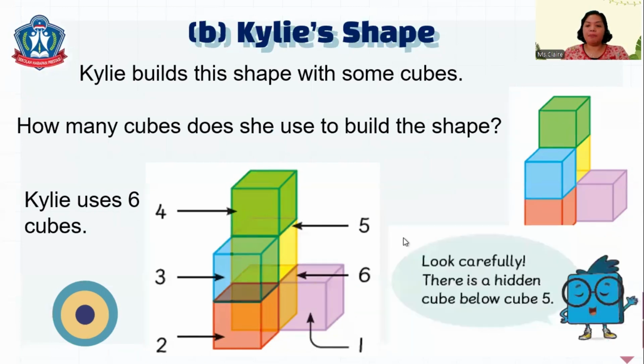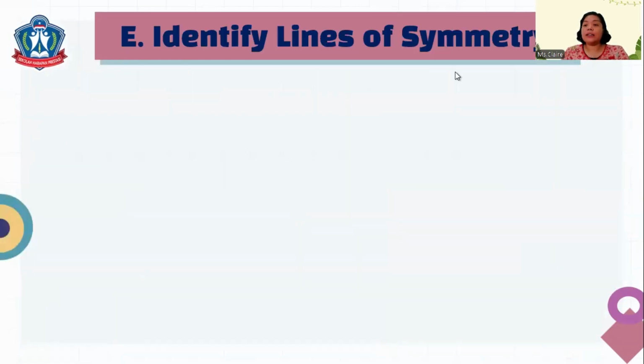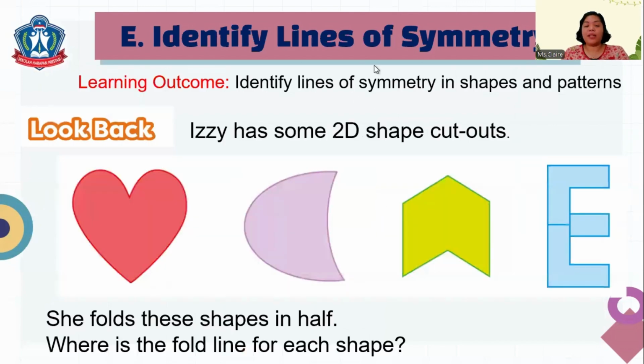Let's continue. So we have lesson 5. It talks about identifying lines of symmetry. Are you familiar with lines of symmetry, P3? How to find the line of symmetry? Izzy has some 2D shape cutouts. Take a look here. She folds these shapes in half. Where is the fold line in each paper?